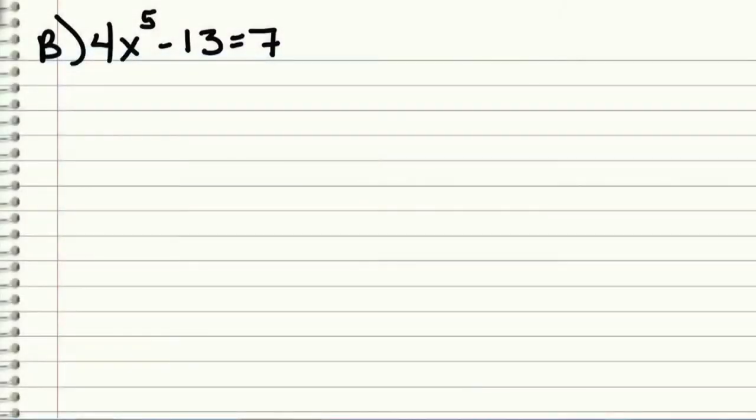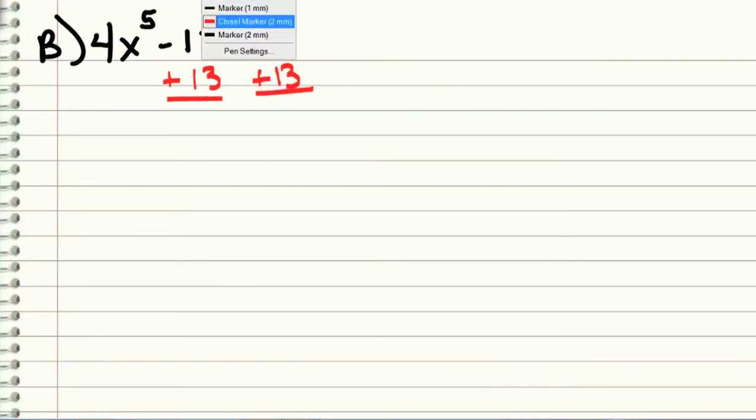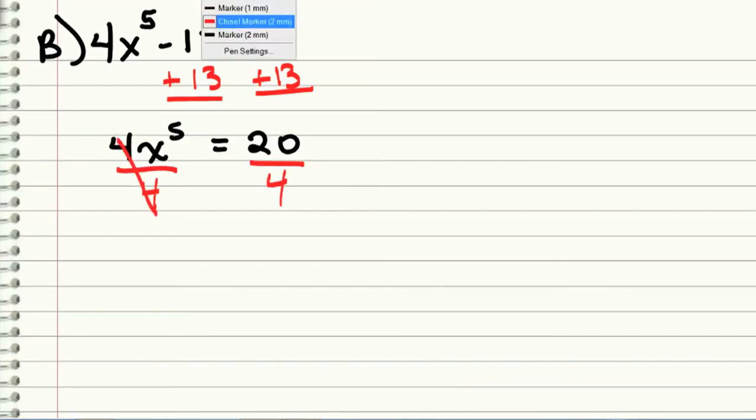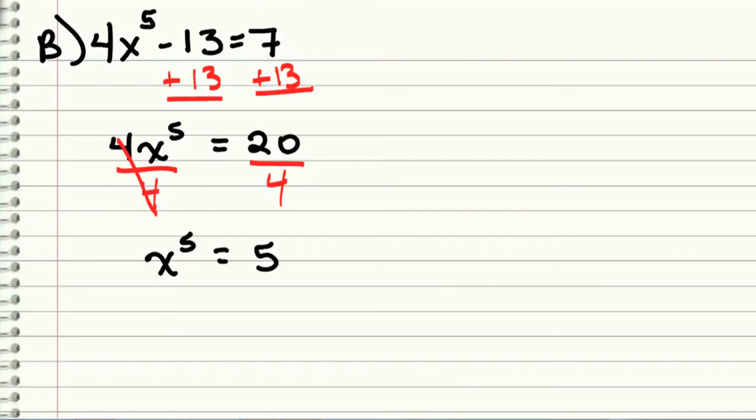This one is a power function. We see the variable taken to a power, an exponent, but there's no other variables. You don't see an x cubed or an x or anything like that. So we can isolate this x to the fifth by adding 13 to both sides. We have 4x to the fifth equaling 20. And then dividing both sides by 4, they divide out to 1. Leaving us with x to the fifth equals 5.